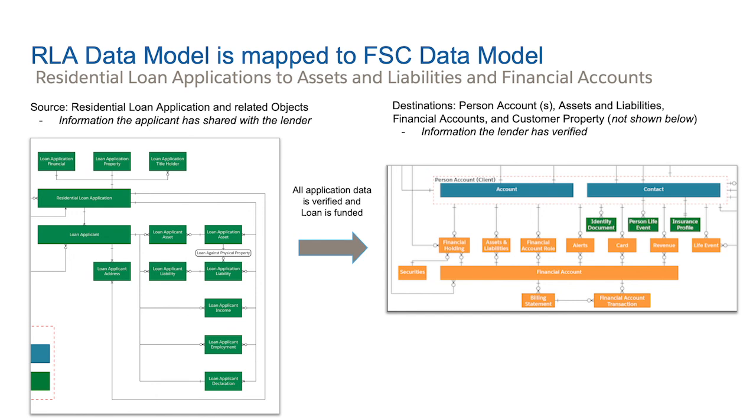So how did we do this? We looked closely at all the objects in the residential loan application and carefully mapped them to Financial Services Cloud objects, such as assets and liabilities and financial accounts. Of course, because the information needs to be verified first, the API must be invoked by a trigger indicating that the loan has gone through the underwriting process and closed. The result is, even after the application is processed and the loan is funded, all the information from the application is part of the client's enriched profile and can be used to better serve them.